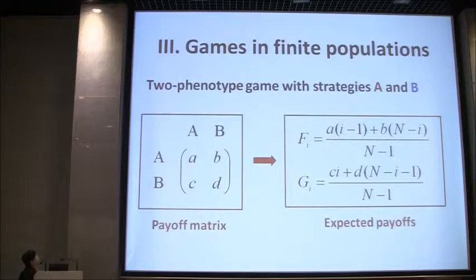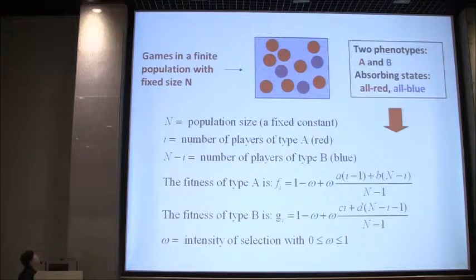Part 3, games in finite populations. These are 2-phenotype games with strategies A and B. So we define the payoff matrix here, and we can calculate the expected payoffs. Here N is the population size. We define a population with fixed size and 2 phenotypes A and B, and 2 absorbing states, all red or all blue.